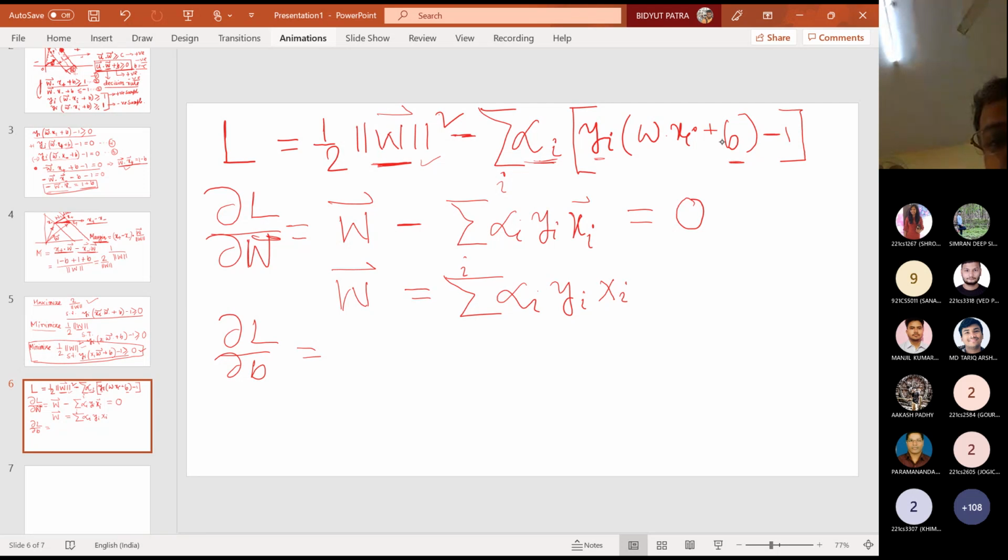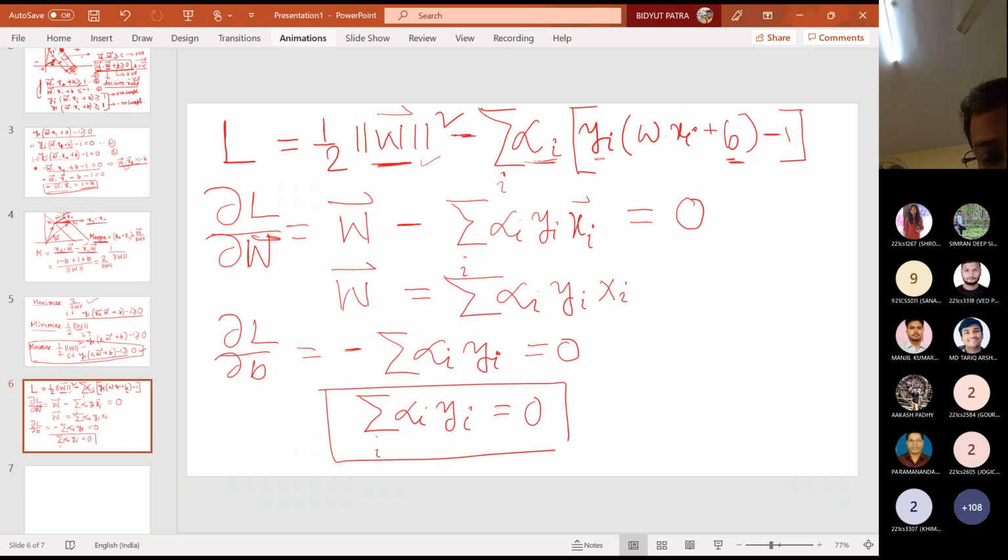So therefore this will be minus summation over alpha I yi. That's all. This is 0. So from here, what we get is W equal to summation alpha I yi xi, and B is only here, so here what we get is summation over I alpha I yi equal to 0. This is 1, this is 1.